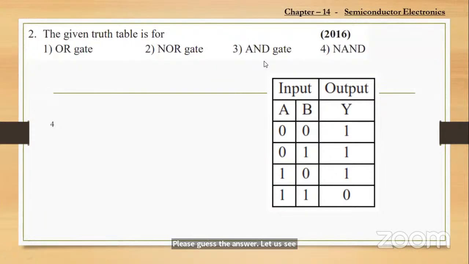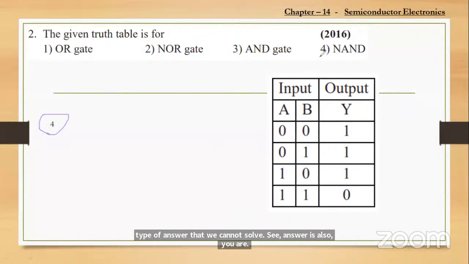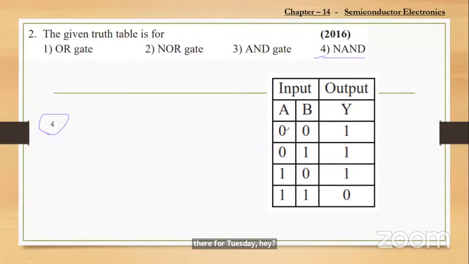1 and 4? No, 1 and 4 is not that. What type of answer can you observe? See, the answer is also here. Here I have already mentioned that answer. The fourth one is there. It is the NAND gate. Look into that.